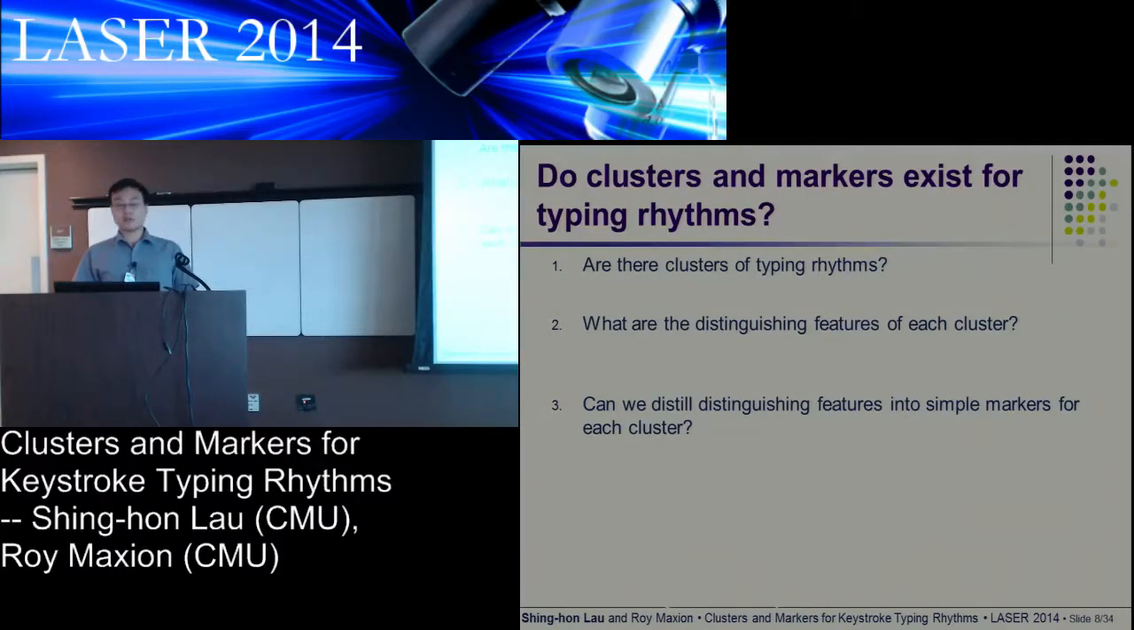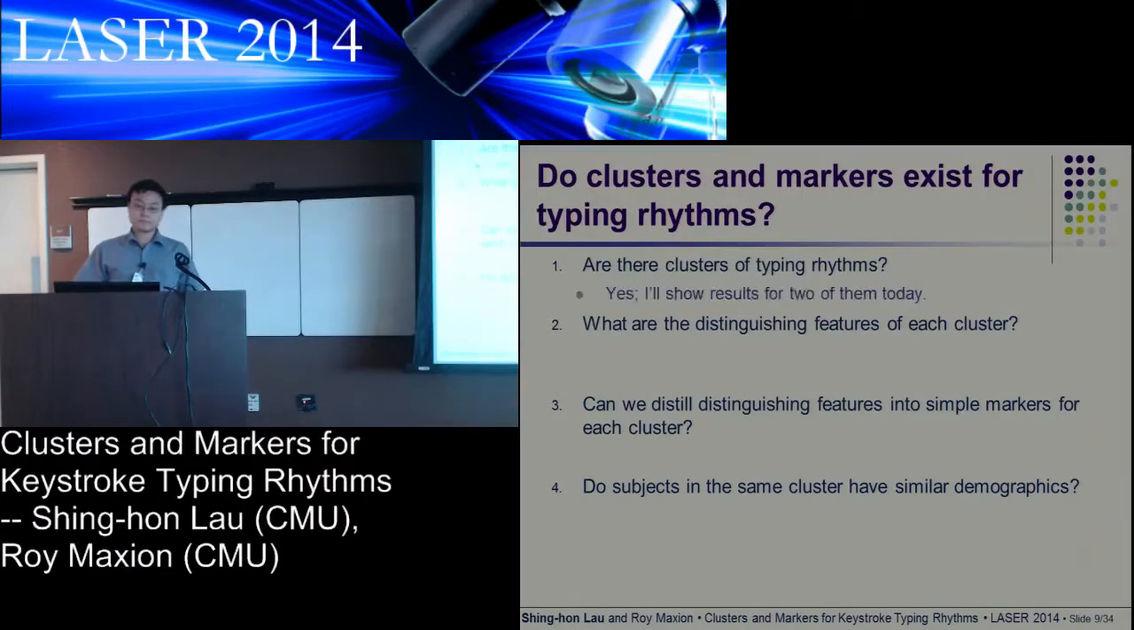And finally, our meta question is, given that we have these subjects that are in the same cluster, we know that their typing has to be similar, but do they also share similarities in their demographics? To give you a little foreshadowing of the results, since I'm up here, you probably guessed that yes, there are in fact clusters of typing rhythms, and I'll show results for 2 of them today.